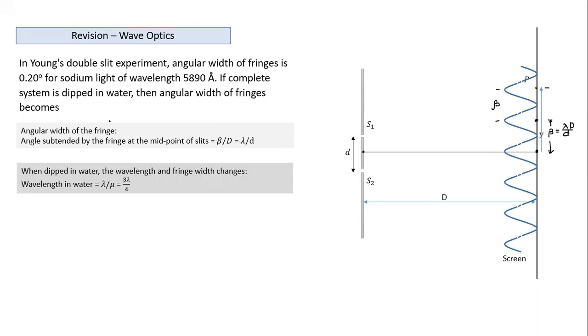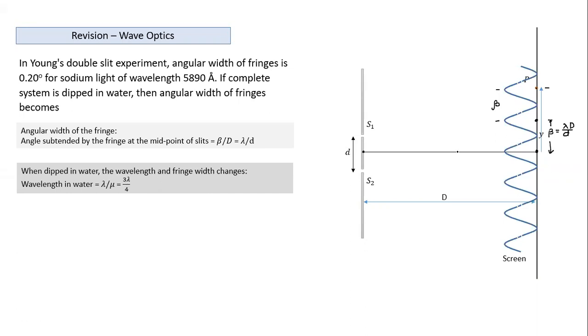What happens if the complete system is dipped in water? The source of light is not changing, so its frequency will remain the same even if we dip it in water. What changes? Speed changes and wavelength changes. In the case of water, we know the value of mu is 4 by 3. So the speed of light becomes 3/4, and the reason the speed becomes 3/4 is that the wavelength also becomes 3/4 of the wavelength in vacuum.